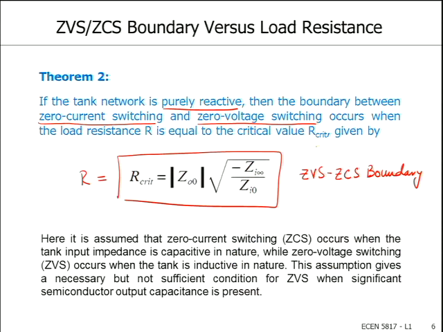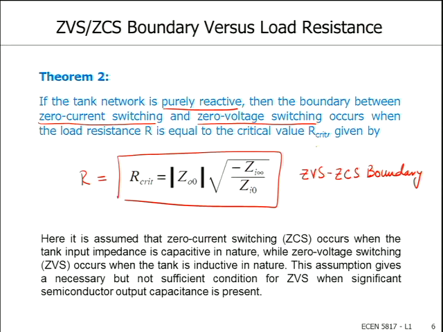And this particular value of R critical, we could actually numerically compute, and we prove this formula as well, and that's really given by simple things that we can calculate. It's the absolute value of the output impedance with the input shorted multiplied by the square root of the ratio of the negative of the input impedance infinity divided by the input impedance zero. And that really gives you that R critical value.